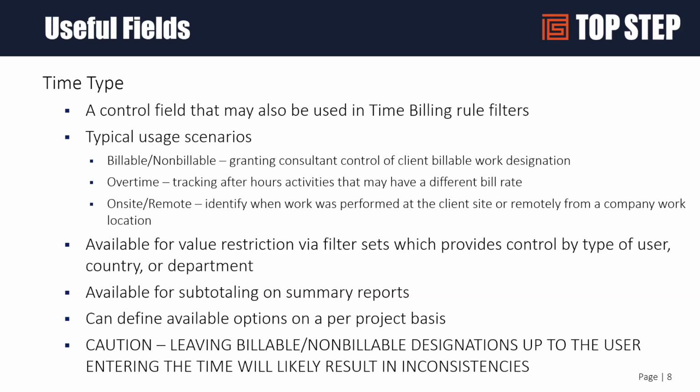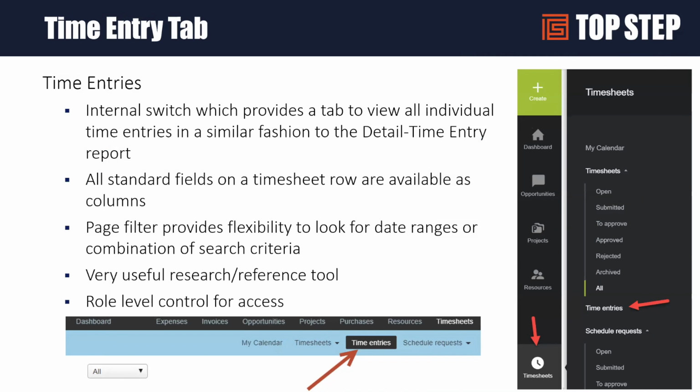All right, time entry tab. You see a screenshot from UI3 on the bottom of the screen and a screenshot from UI4 on the side of the screen. There's an internal switch which allows this tab to be available and viewed. And this will show all time entries regardless of the timesheet they're on, the user who put them in, the date, etc. It's just a list of all of the time entries in the system.